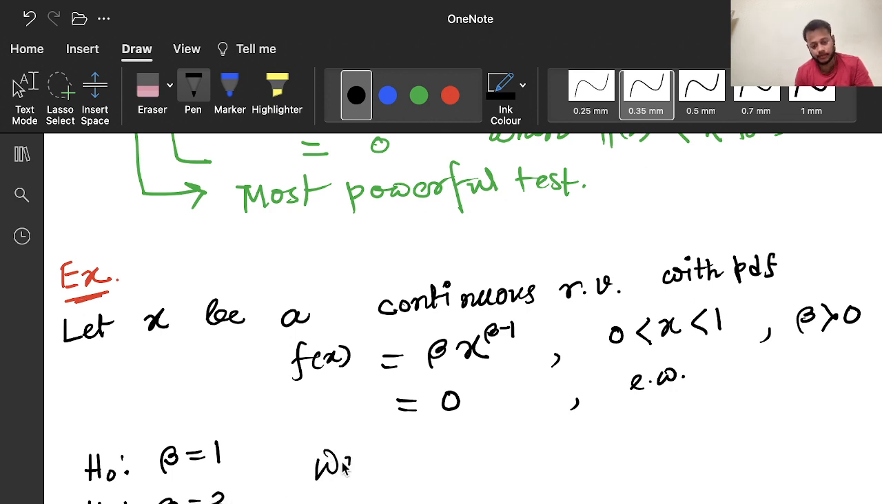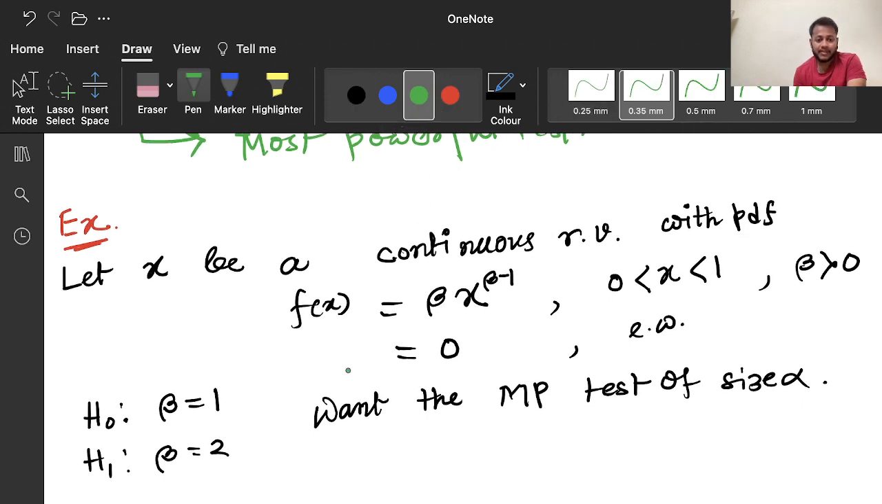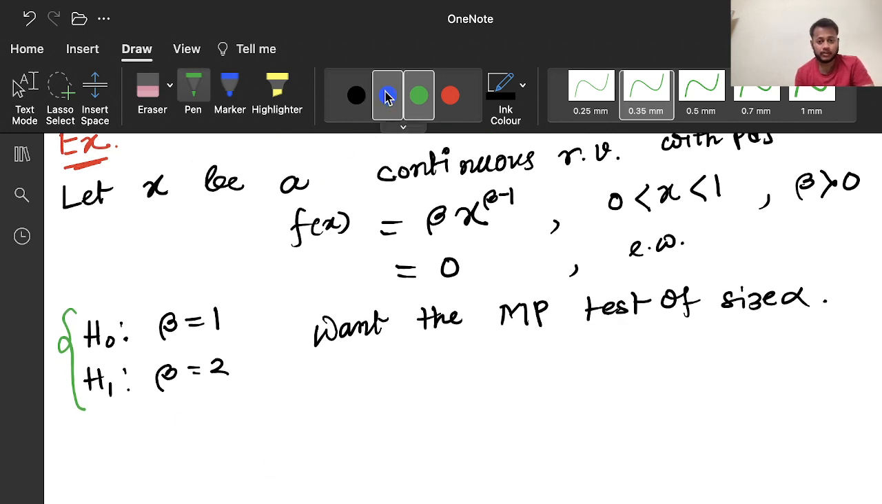Now, the most powerful test of size alpha. You see that our hypotheses are simple hypotheses, so from these hypotheses one can clearly specify the probability distribution function. So let me apply the lemma here.